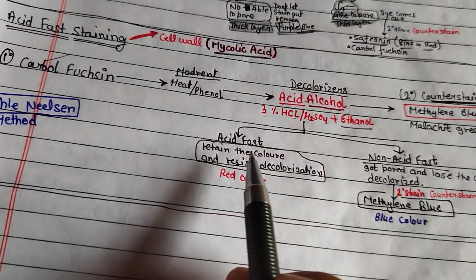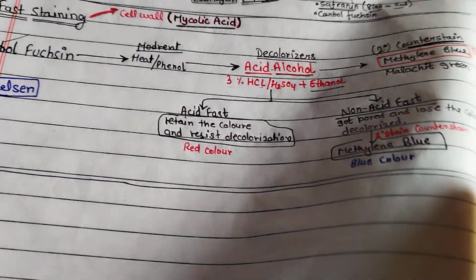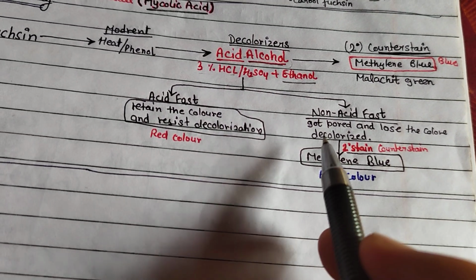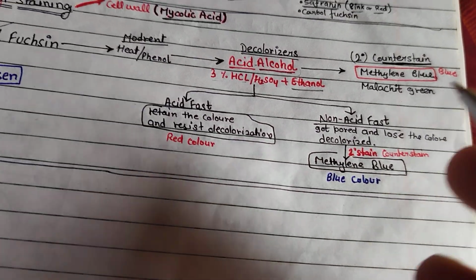Acid fast, right? Which means it contains mycolic acid. And in non-acid fast, it gets poured and loses the color and is decolorized. ठीक है, तो वो decolorize हो जाएगा.